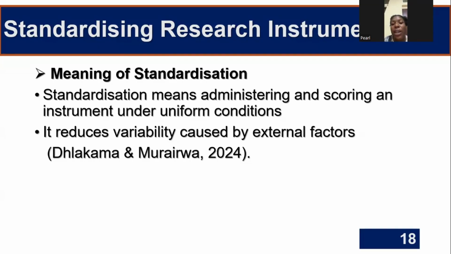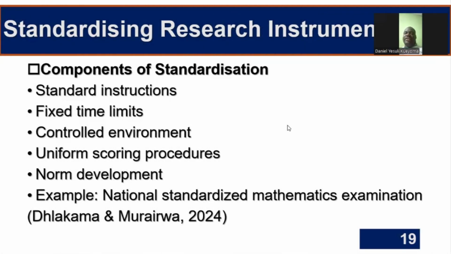So when we talk about standardization, what do we mean? We basically mean administering and scoring instruments under uniform conditions. Standardization reduces variability caused by external forces. So we standardize research so that we have right measurements. Please move on to the next slide. Okay, so now we are looking at standardizing research instruments. When we say standardizing, it means what works for all people. So now let's take the components of standardization.